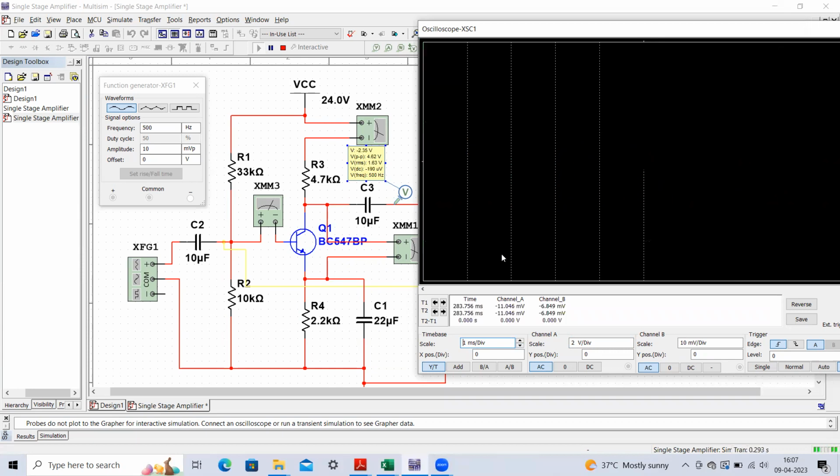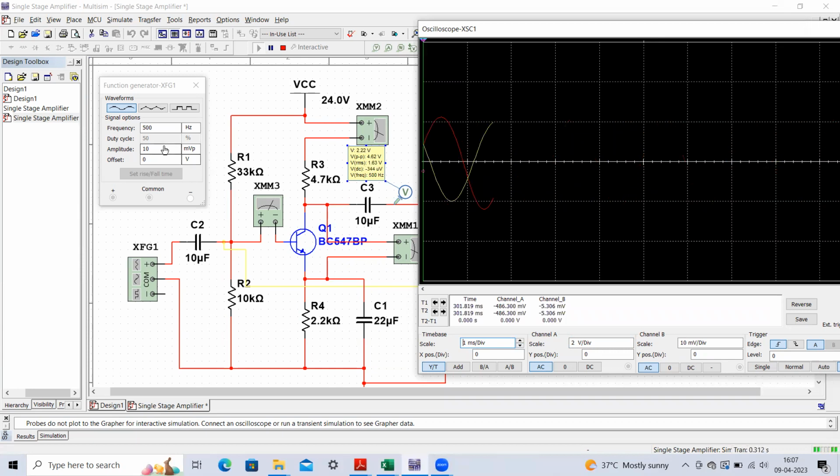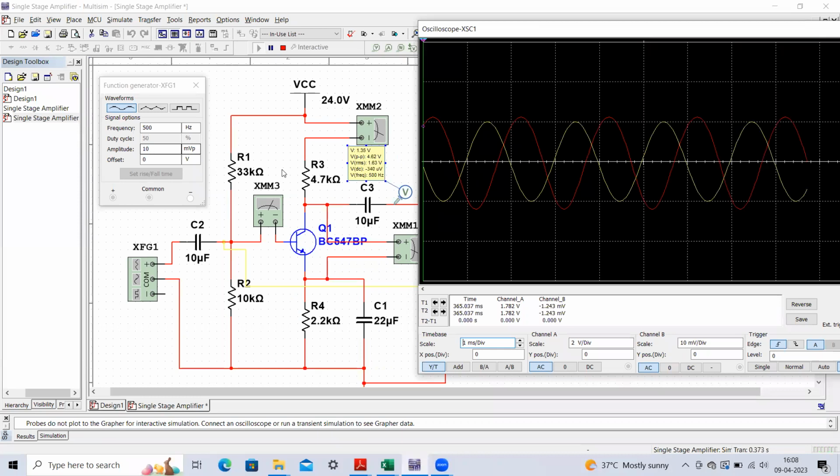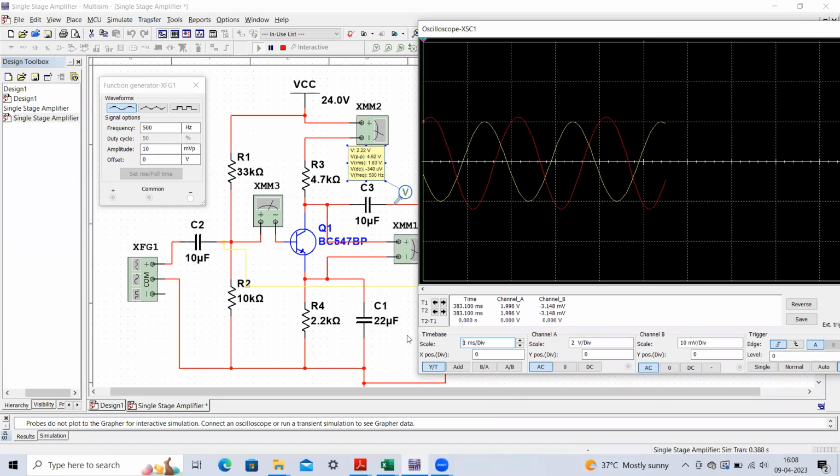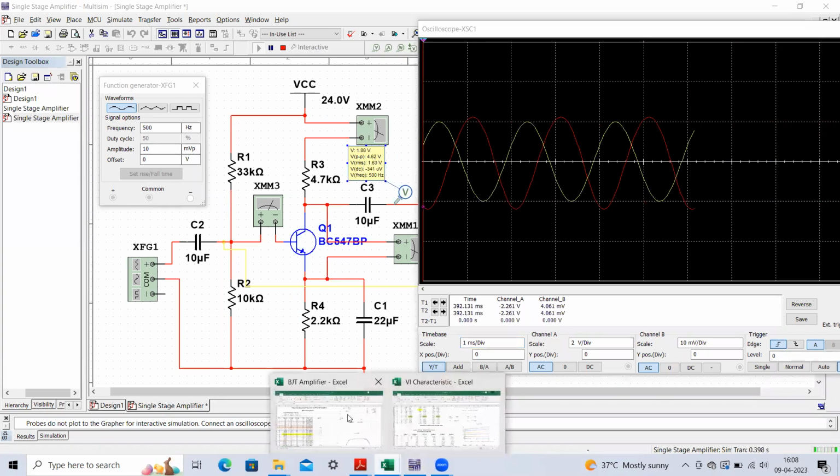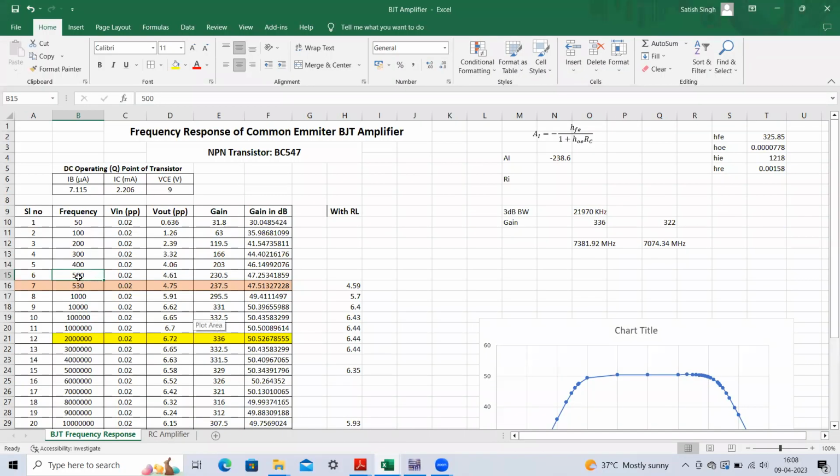For your observation, here you can see the value for 500 hertz we have taken. The input is 10 millivolt peak to peak, and here we can see the output value is 4.62. These values I have already noted down. Here you can see the value corresponding to 500 hertz frequency. This value is 4.61, and 0.02 is the input V peak to peak signal, right? I would like to draw your attention.